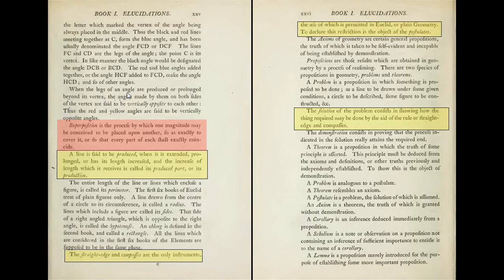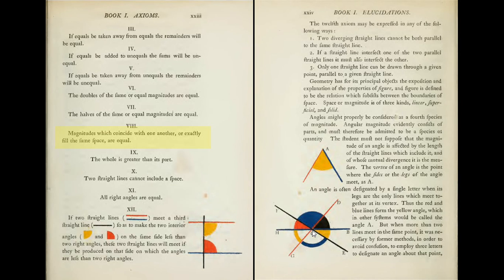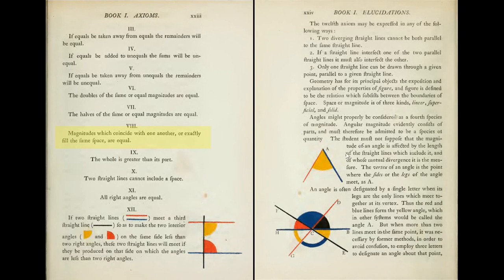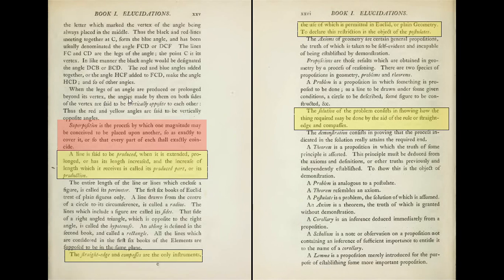When the legs of an angle, I should know what legs means by now. That's the bottom part. Where did it say what a leg is? Oh, here we go. The vertex is the point where the sides or the legs meet at A. When the legs of an angle are produced or prolonged beyond its vertex, so that means to continue onwards, the angles made by them on both sides of the vertex.